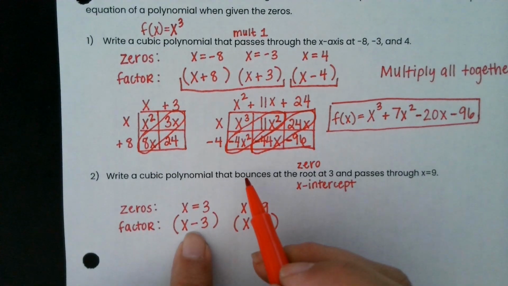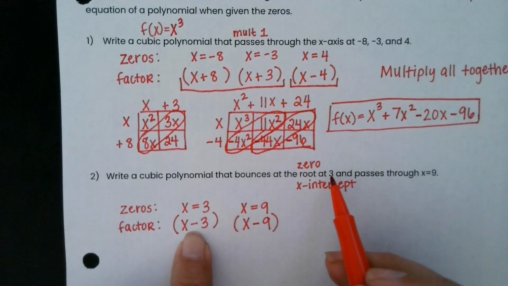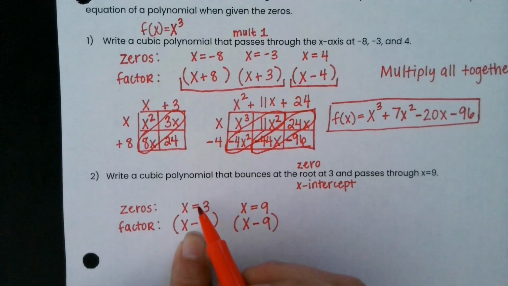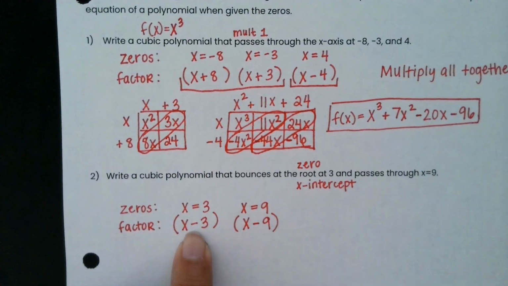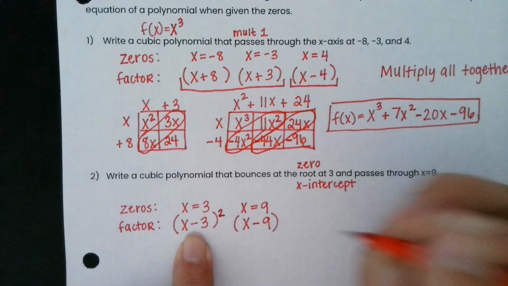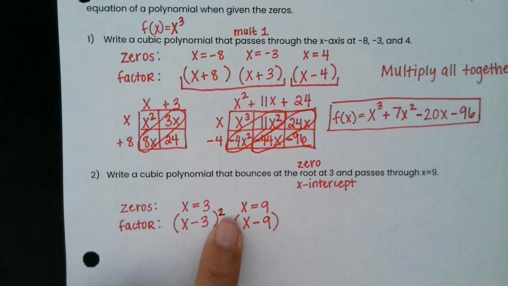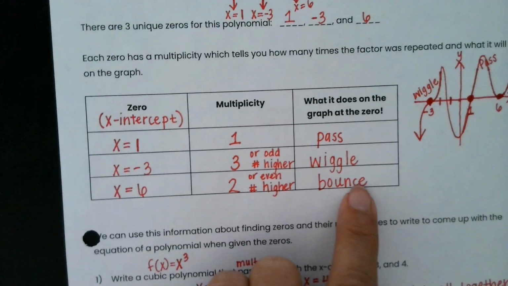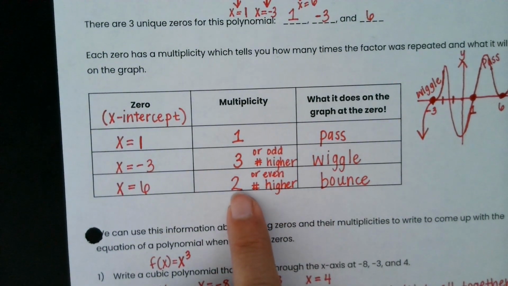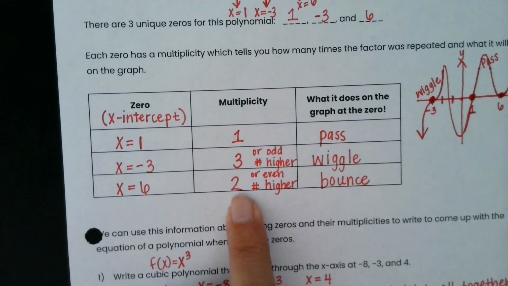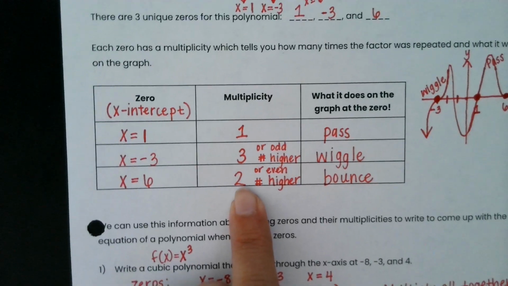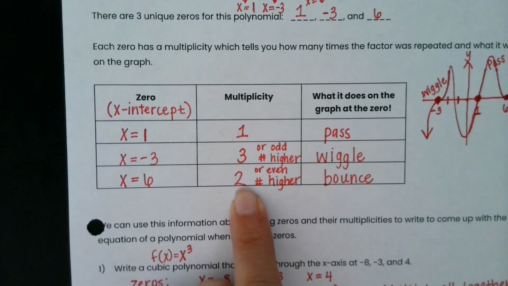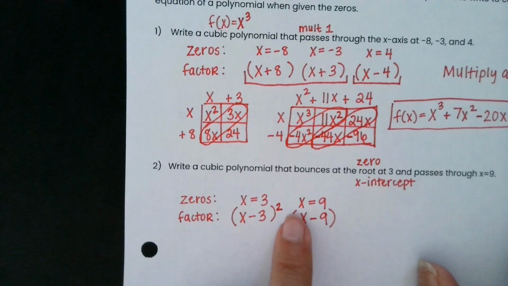But this one, it bounces at 3. So that means it actually has a multiplicity of 2. So this should actually be x minus 3 with a little squared on the outside. The bounce, that's why we have our chart. Bounce is a multiplicity of 2 or an even number that's higher. We're just going to use 2. We don't want to use even bigger numbers. Bounce is a multiplicity of 2, so we have to do that.